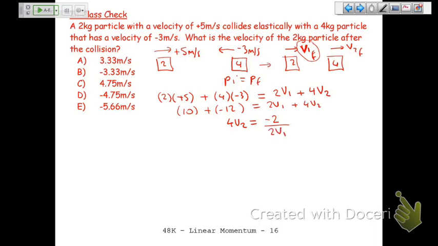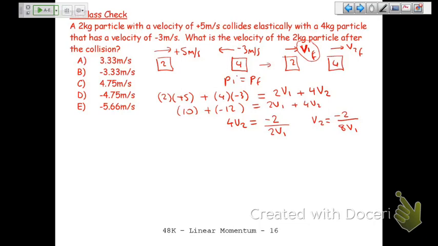So this means that v2 is equal to minus 2 over 8v1. Did I do that right? Got a little alarm bell going off in my head. So minus 2 is there, and that's 2. So, yep, I think that's okay. That's not sufficient. I've still got an unknown.